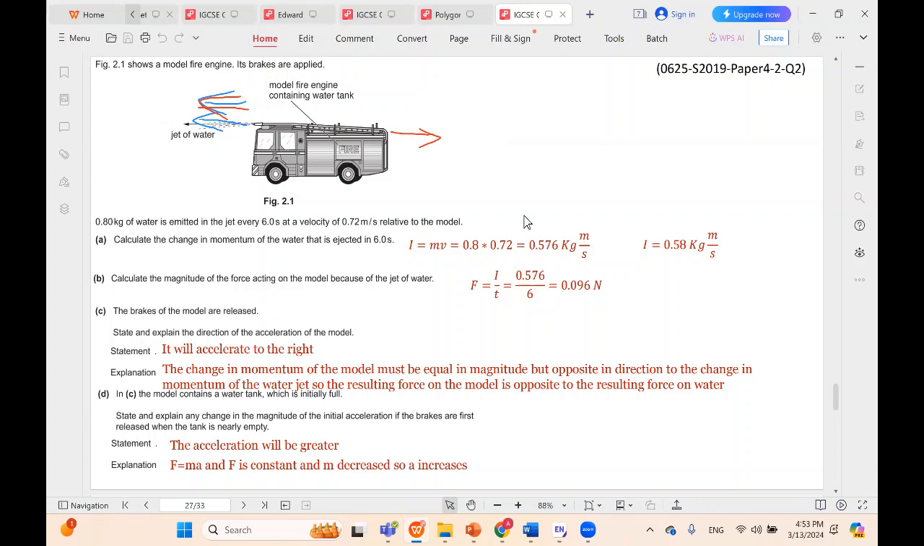D says, in C, the model contains a water tank which is initially full. State and explain any change in the magnitude of the initial acceleration if the brakes are first released when the tank is nearly empty. So again, here the momentum is the same. However, the mass is going to decrease. So since we have the same force, but less mass, therefore we have greater acceleration. The idea here is to understand that F is constant and m decreases, so a must increase, opposite to m.